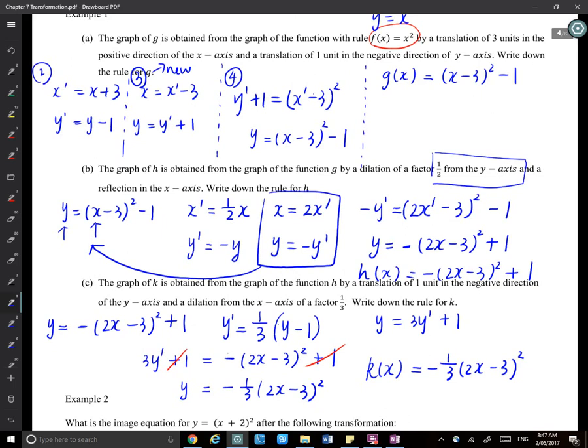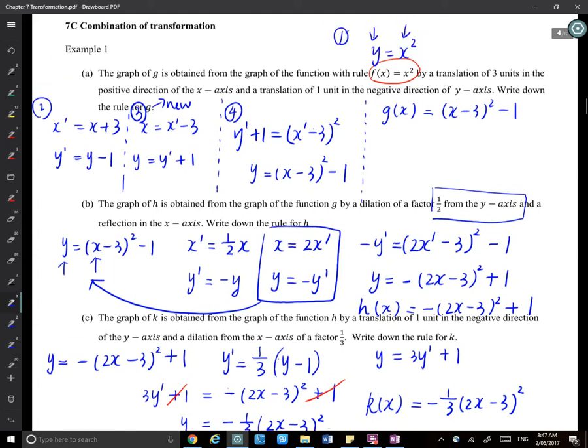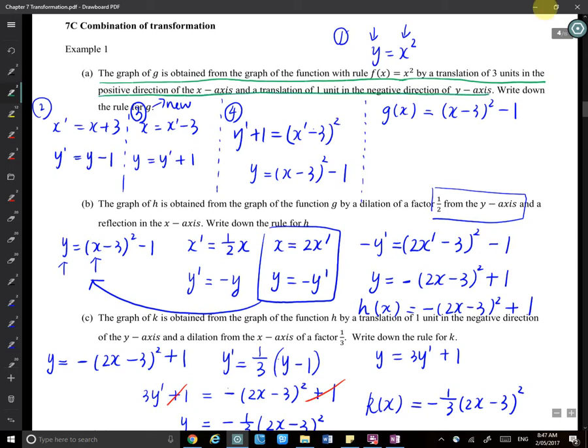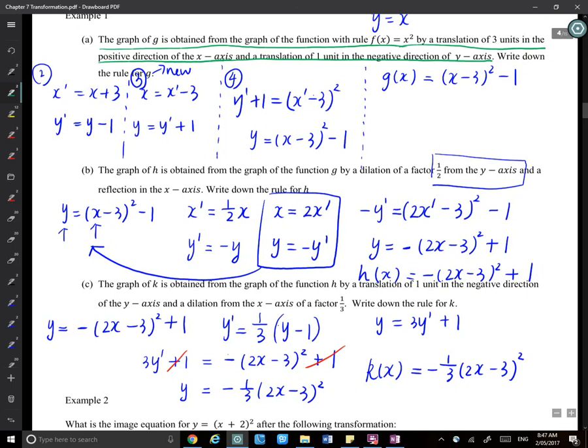Okay, then let's have a look at it without all of the steps. Let's say I'm going to change this question a little bit. I will highlight the part I want. The graph of g is obtained from that by a translation of 3 units in the positive direction of the x-axis and translate 1 unit in the negative direction of the y-axis, and I will have a dilation of a half from the y-axis and then a reflection in the x-axis.